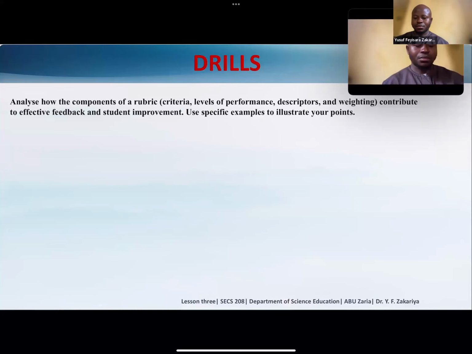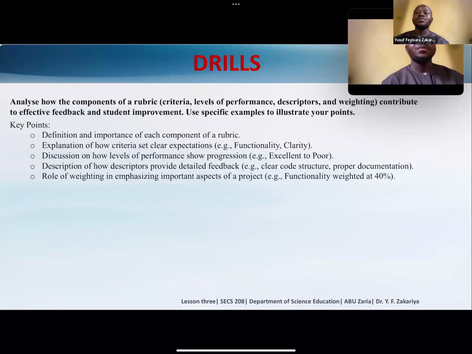I think we have to evaluate the components of rubrics and how they improve the performance descriptor of weighting. And to analyze means what? What are the key considerations if you want to analyze? You need to give the definition and the importance of each component of a rubric. Definition first. Analysis is at a higher level, so definition and discussion come underneath.